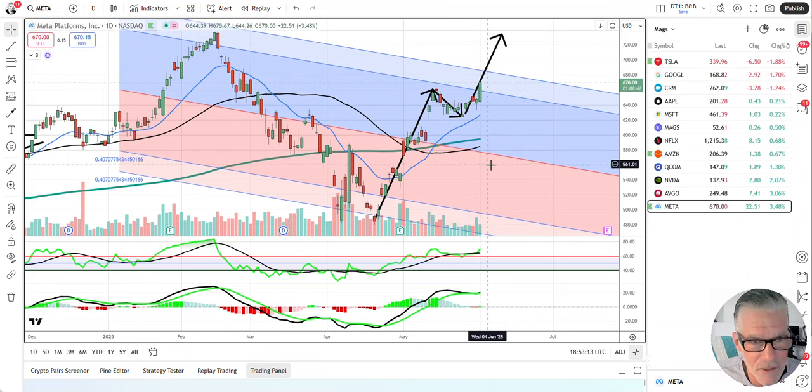So I like Facebook. I can't call it in the live trading room because we're already long in the other room, but it's a good looking chart. All-time highs are up here about 730, 740, and it looks to me like it wants to go there.